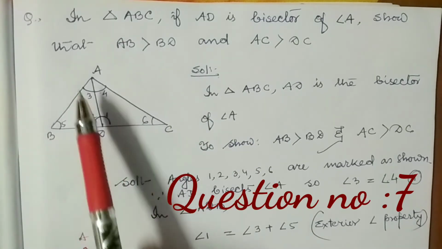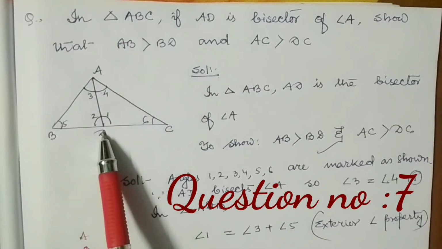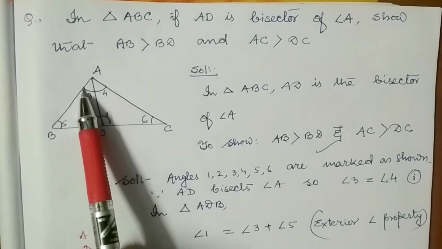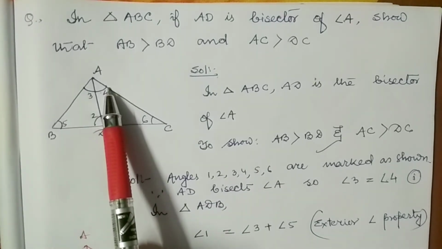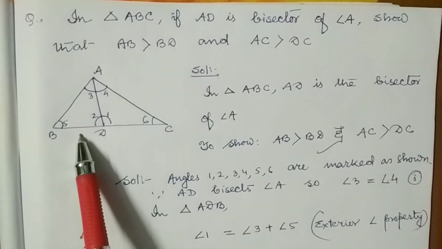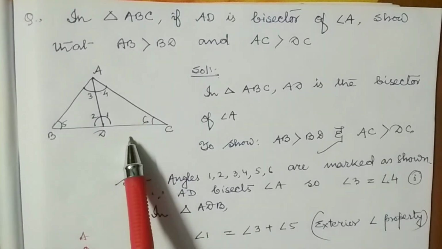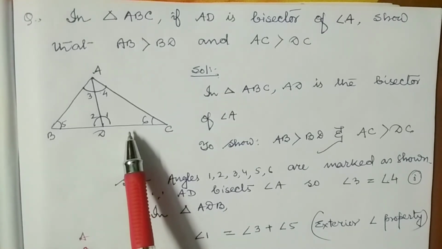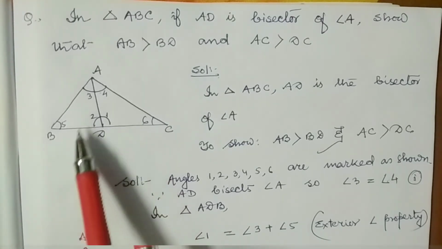Let me explain the last sum of this chapter. This figure is given, and it is given AD is the bisector of this angle A, and we are to show that AB is longer than BD and AC is longer than CD. I hope the question is clear. Now how to solve it?